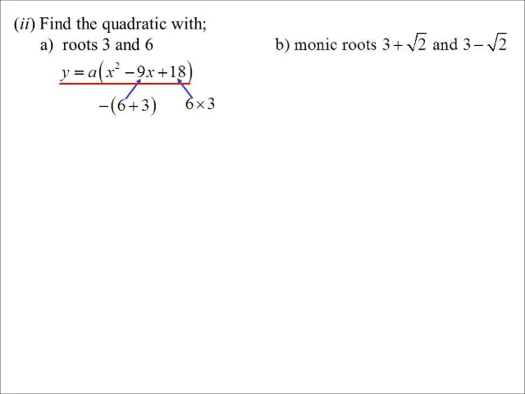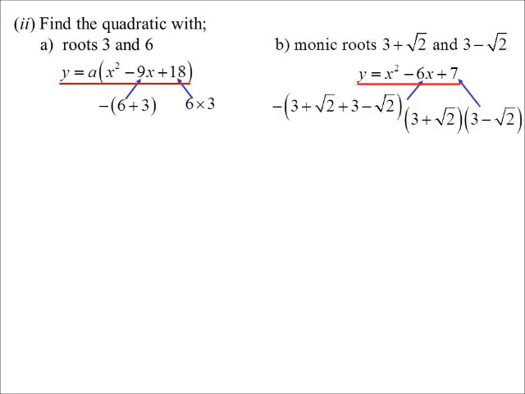So if I've got one like this, now it's going to be a heck of a lot easier to use this idea over here than to expand out x minus 3 minus root 2 times x minus 3 plus root 2. I can simply say, well, hang on, add them together, the root 2's cancel, I get 6, so I know it's minus 6x. Product, difference of two squares. So 9 minus 2 is 7, and there's 7.